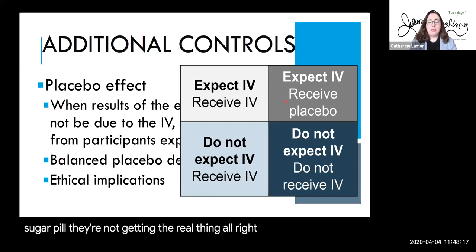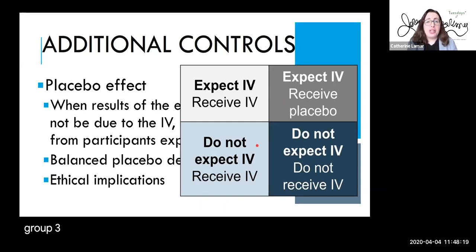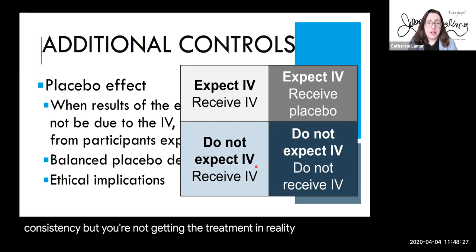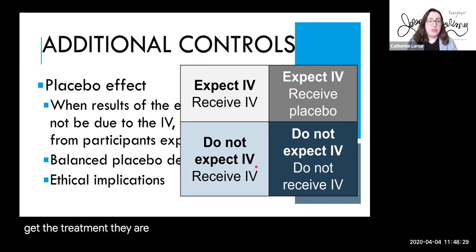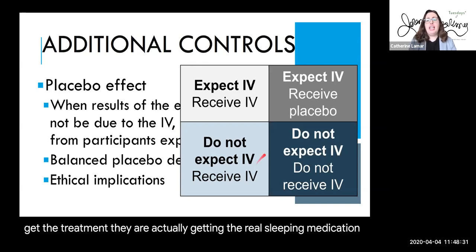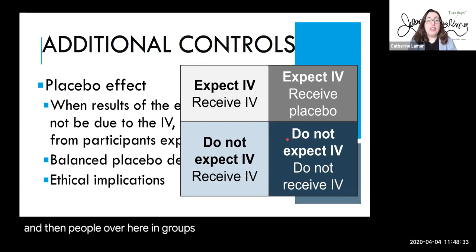Now, people here in group 3, they're told, look, you're in the control group, you're not getting anything. We're gonna give you a sugar pill just to kind of maintain consistency, but you're not getting the treatment. In reality, they actually get the treatment. They are actually getting the real sleeping medication. And then people over here in group 4, they're told, look, you don't expect to receive the treatment. You're in the control group, and then they actually don't receive the treatment. They just get a sugar pill.